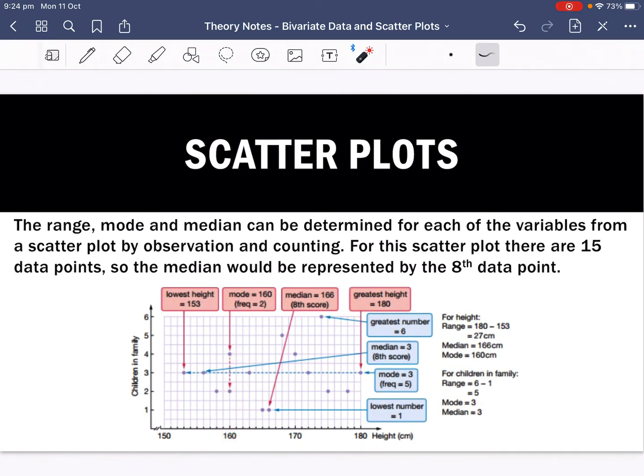We can then do the same for the number of children in the family. So the lowest number of children in the family is 1 and the highest number is 6. So we can work out our range to be 6 minus 1, which equals 5. Our median score is the 8th, so we count across our scores, which gives a median of 3, and our mode is what occurs the most. So we have the most scores occurring at 3.